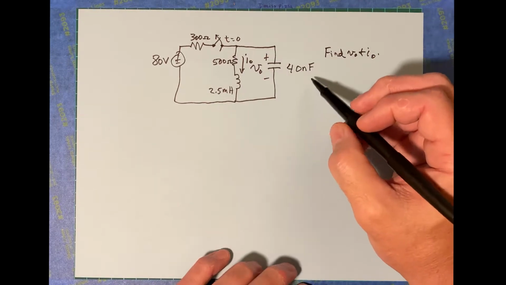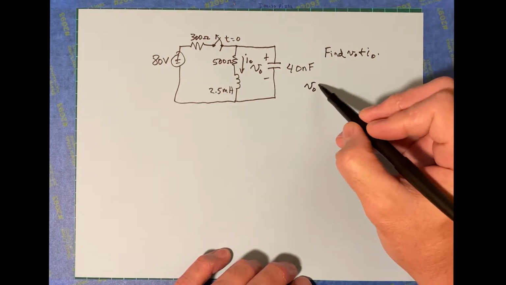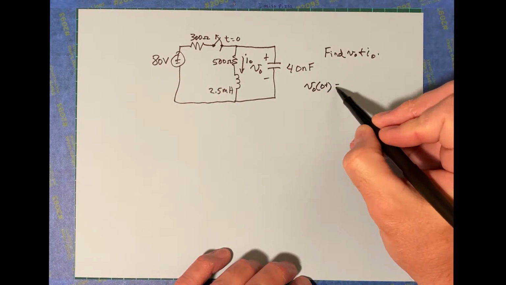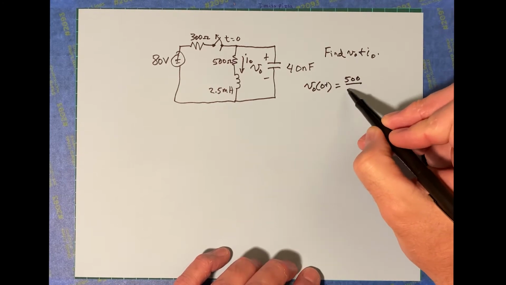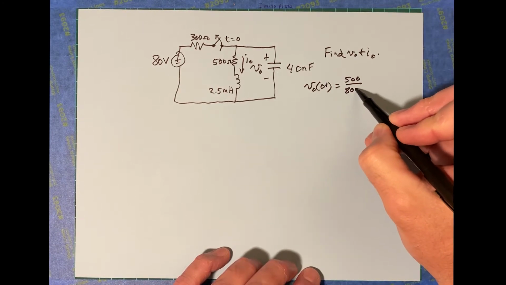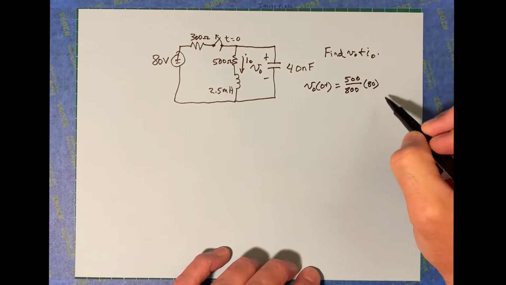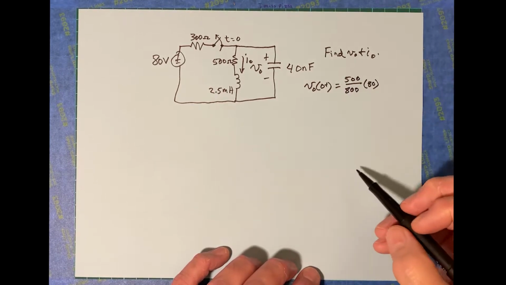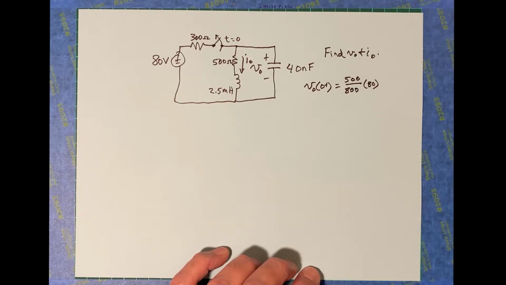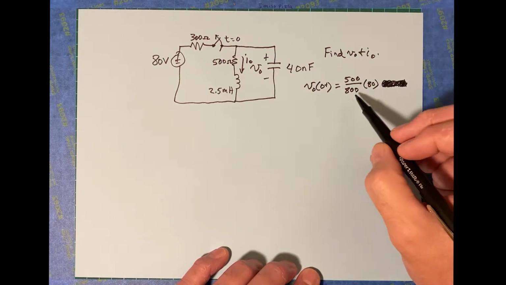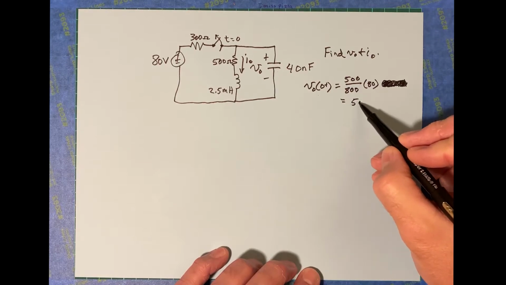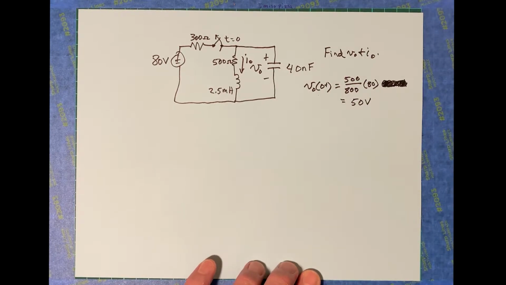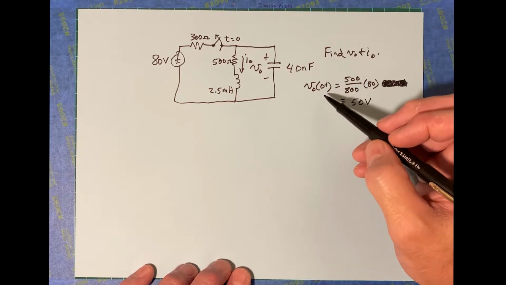So we could say that V naught at 0 plus is going to be 500 over 800 times 80. So there's the voltage across that. Let's do that calculation. I made a mistake. That turns out to be 50 volts. All right, so we know what that is now.